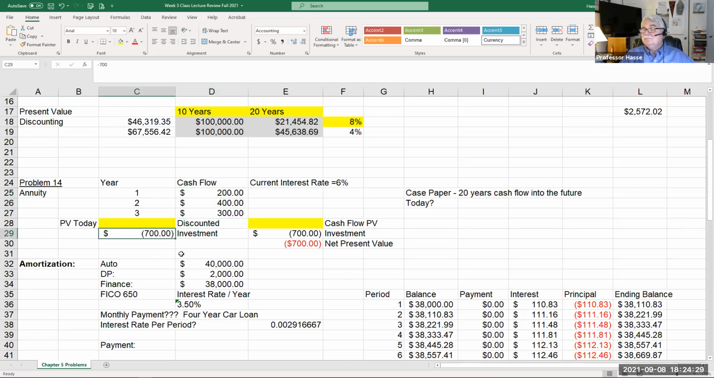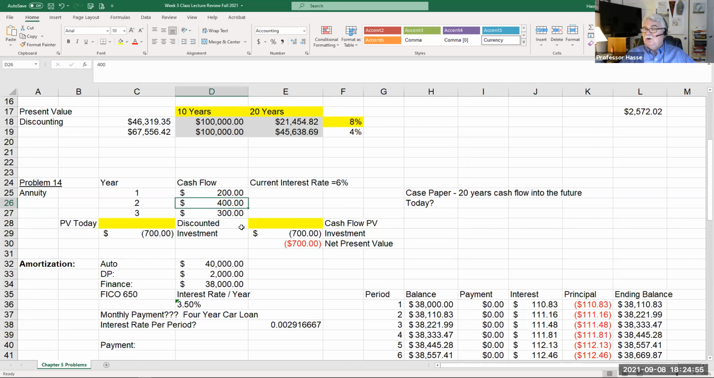Well, you just look at that and you say, oh, I'm making $200. That's great. That's not a bad investment. $200. That's like a 25-30% return on my investment. But the money is being received in the future. It's going to be 3 years until you get this $300. It's going to be 2 years until you get this $400.